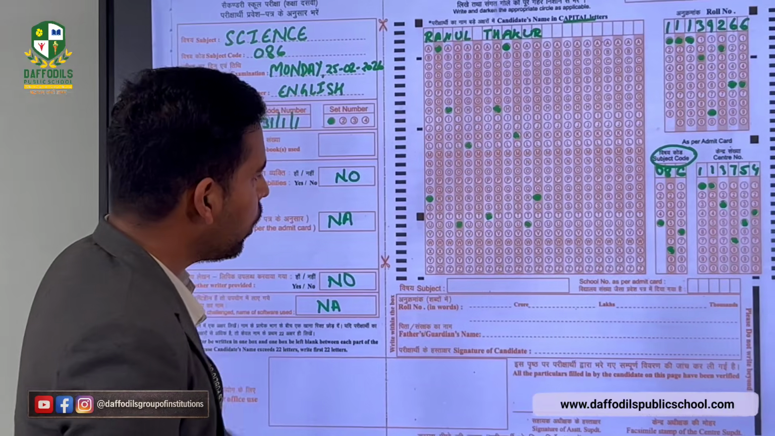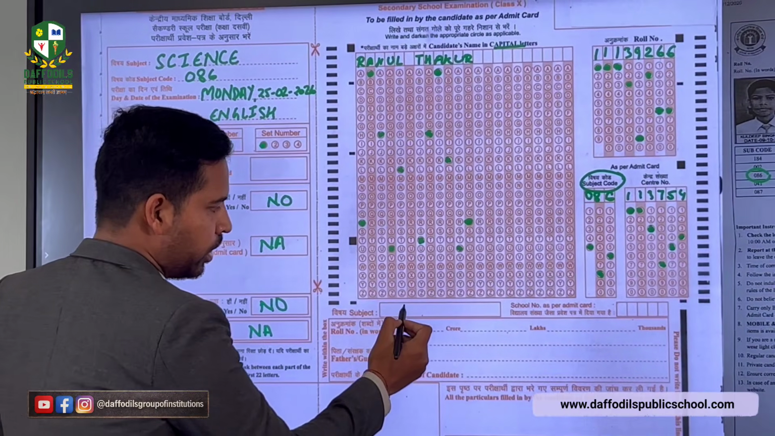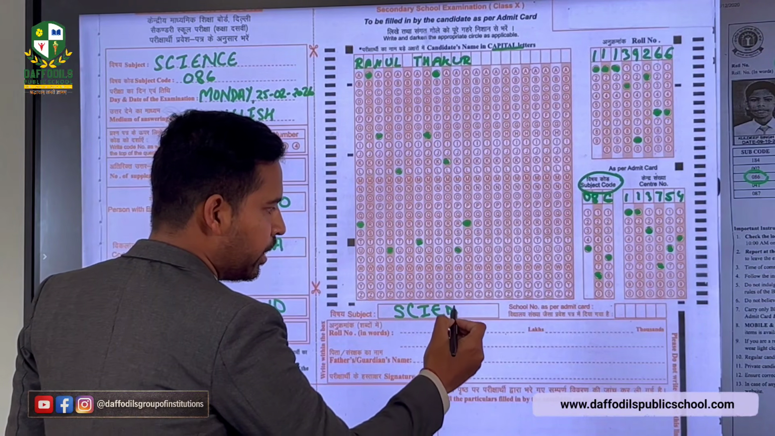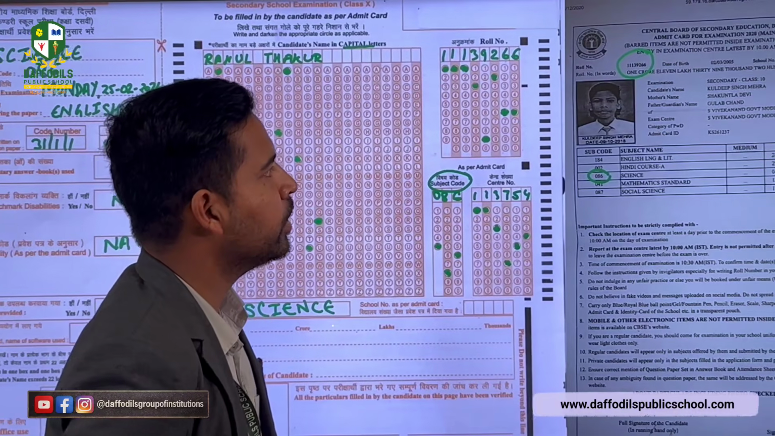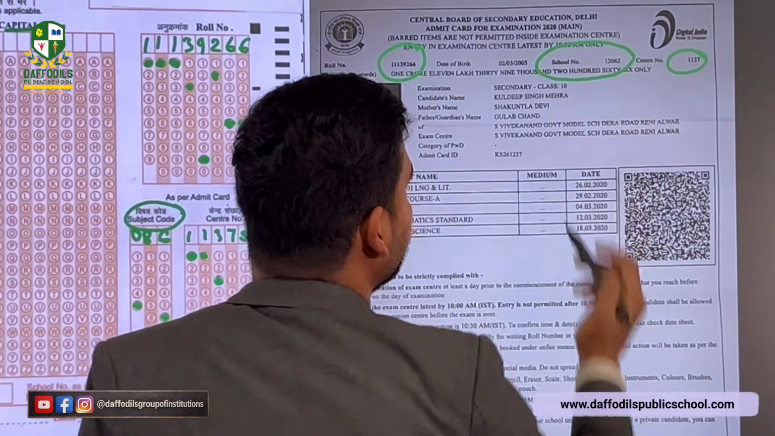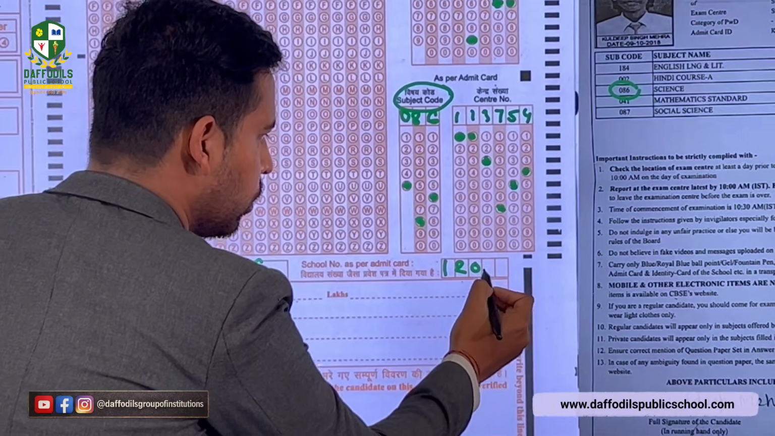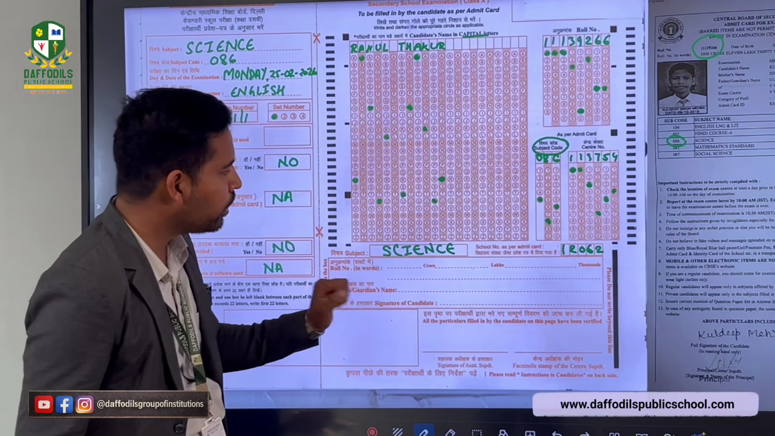After that, there's a column of subject here. So in my OMR sheet, I have to fill science in block letters again, SCIENCE in capital letters. After that is the school number as per the admit card. If you see, there's also a school number mentioned here, that is 12062. So I have to mention here 12062.